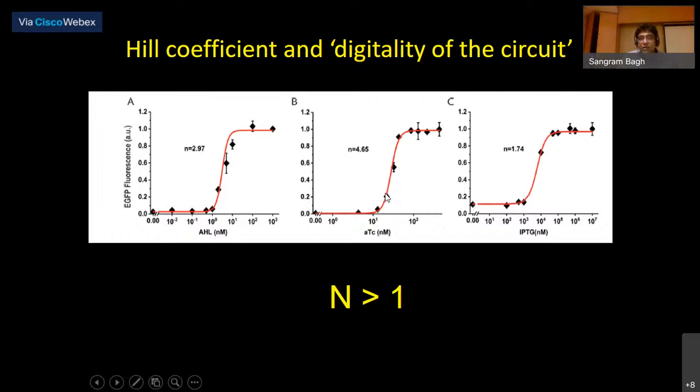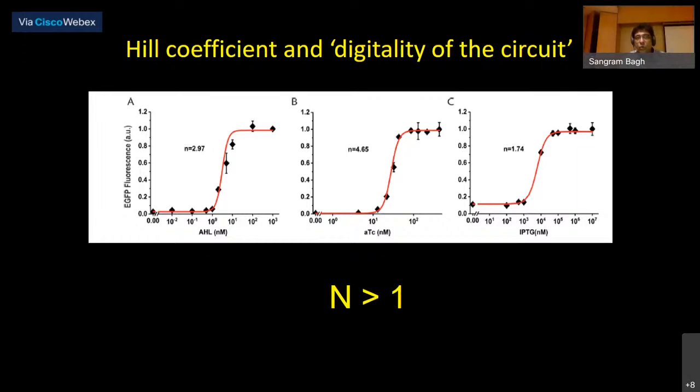So these are the 3 you can see, and in all 3 cases this coefficient is greater than 1, which says that in all these 3 cases the response is ultrasensitive, or digital in nature. So, very good.